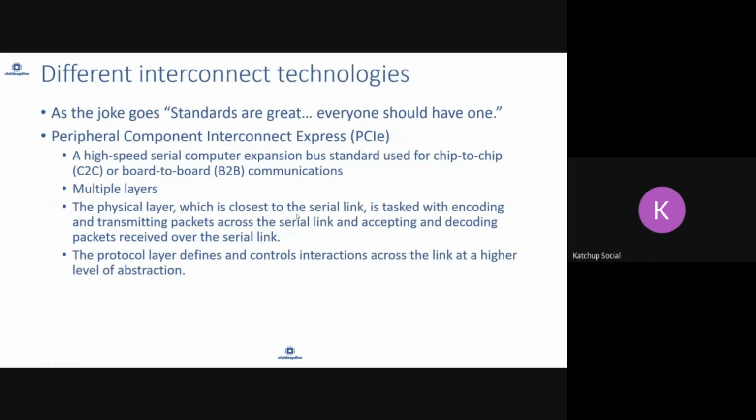In addition to that, there are different interconnection technologies which exist. For example, one is PCIe, or PCI Express, a high-speed serial computer expansion bus standard used for chip-to-chip or board-to-board communication. It has multiple layers, but at a high level, there is a physical layer, closest to the serial link, which is tasked with encoding and transmitting packets across the serial link and accepting and decoding received packets. The protocol layer defines the control interaction at a higher level of abstraction.